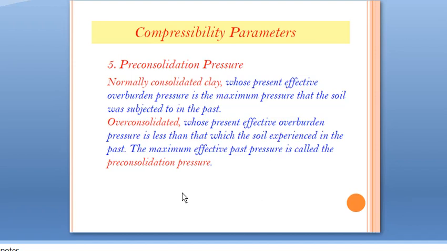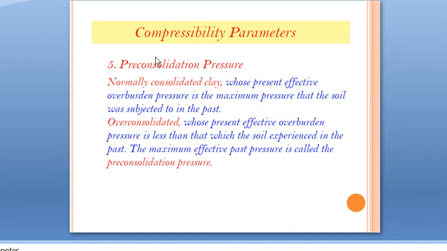Next we have to discuss the next parameter, pre-consolidation pressure. We have discussed normally consolidated soil and over consolidated soil. In the case of normally consolidated soil, the present effective overburden pressure is the maximum pressure that the soil was subjected to in the past. For normally consolidated soil, the present pressure is the maximum pressure. For over consolidated soil, the present effective overburden pressure is less than that which the soil experienced in the past. That is, the past pressure is greater than the present existing pressure, and the maximum effective past pressure is called pre-consolidation pressure.